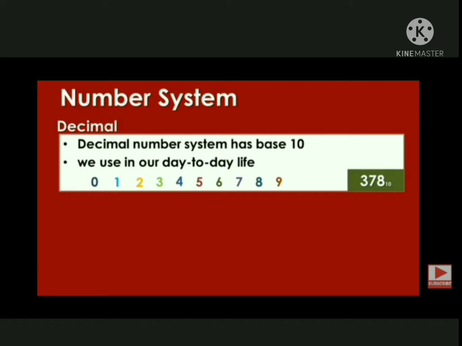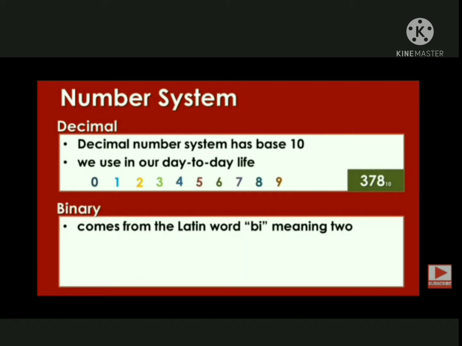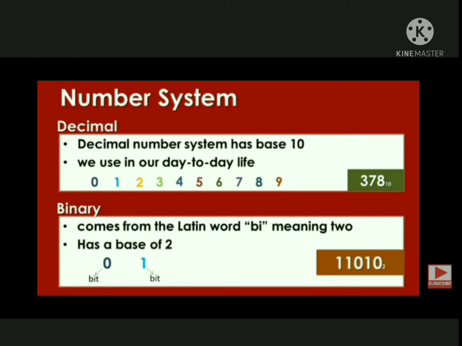Next we have the binary. It comes from the Latin word bi, which means 2. Binary has a two-base system, 0 and 1. In a binary number, each digit is called a bit. An example of a binary number is 11010 base 2. The 1 is the most significant bit, or MSB, and the 0 is the least significant bit, or LSB.